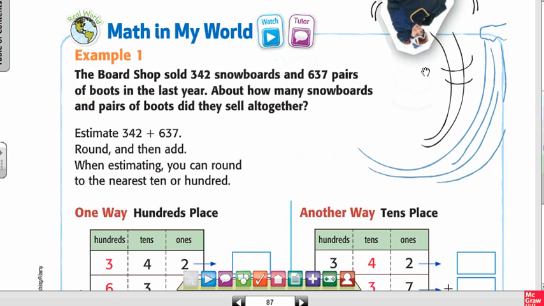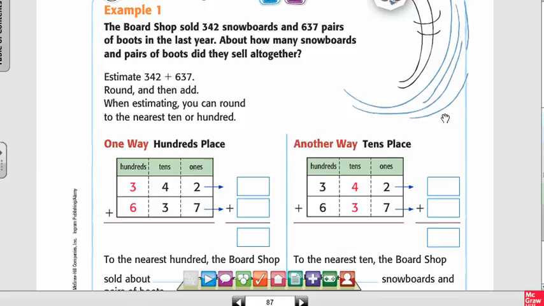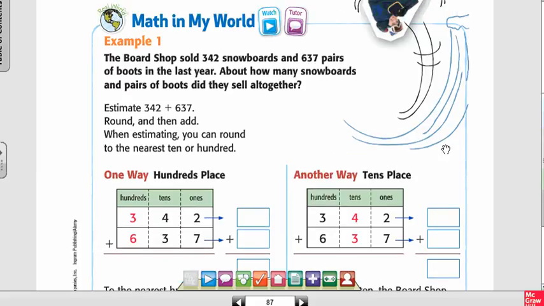Look at the example that they give you. The board shop sold 342 snowboards and 637 pairs of boots in the last year. About how many? That's definitely the key right here. Can you underline this for me, please, or highlight it. About how many snowboards and pairs of boots did they sell altogether? Estimate: 342 plus 637.